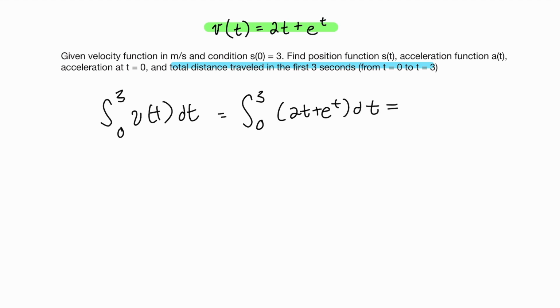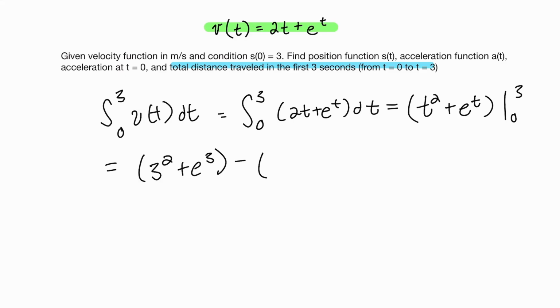And then when we integrate that, we did this prior, t squared plus e^t, from 0 to 3. So then what we end up with is 3 squared plus e^3 minus, and then 0 plus e^0. And then when you put this in the calculator, you get 28.1 meters.